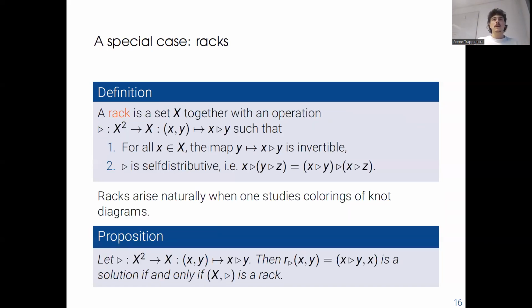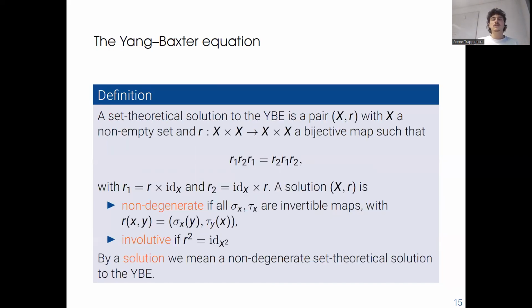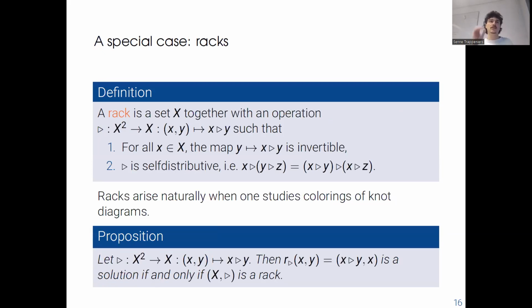Because this might look very technical, and I admit that in some sense it is, let's look at an easier example given by racks. A rack is a set X together with some binary operation, which I will denote by triangle, such that left multiplication is invertible, and this operation is also self-distributive.